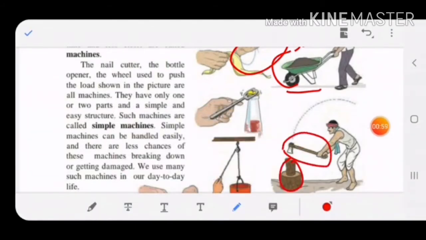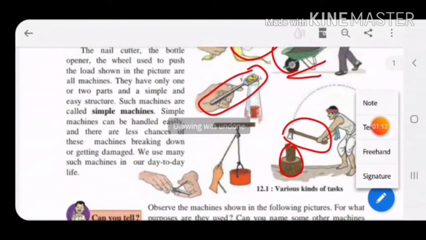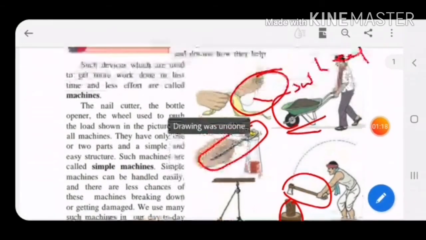Axe is a device. Here bottle opener is a device. Here needle and thread is a device. Here wheel with a cart. Here this is a pulley. And one more picture is there, nail cutter. So these are some of the devices. So children, we have seen which are the devices.